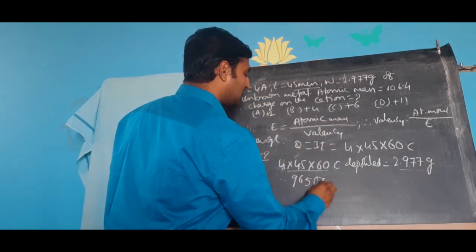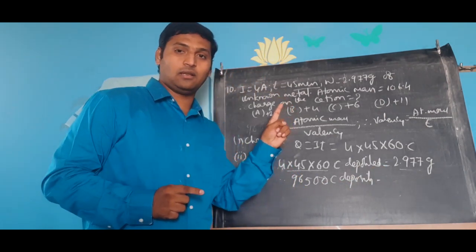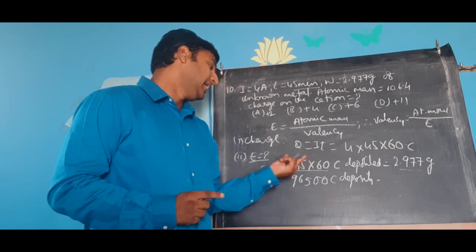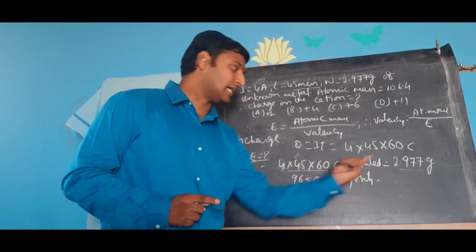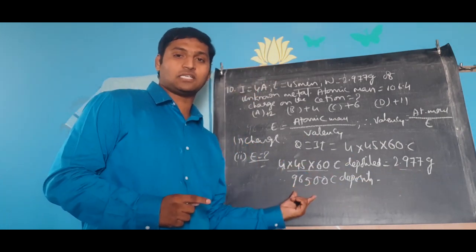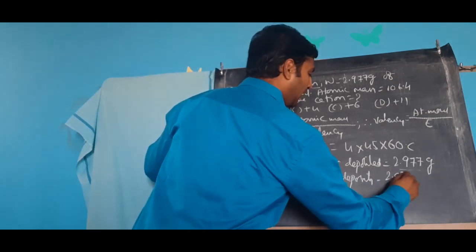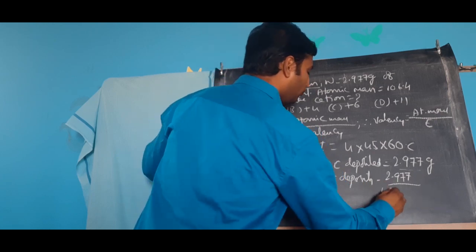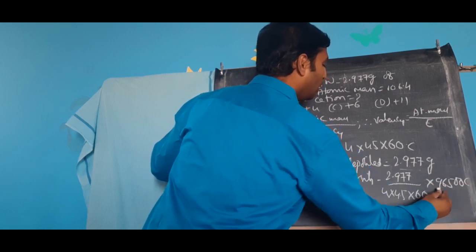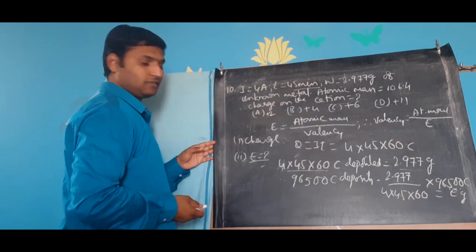Therefore, 96,500 coulombs deposits how many grams? Because the quantity of the metal deposited by 96,500 coulombs will be its equivalent mass, right? He has given the number of coulombs passed and the mass deposited because of these coulombs. So from this information, I am calculating the mass deposited by 96,500 coulombs, which will be equal to its equivalent mass. So 2.977 divided by 4 into 45 into 60 into 96,500. Whatever you get will be its equivalent mass. Simplify and get the number of grams there.